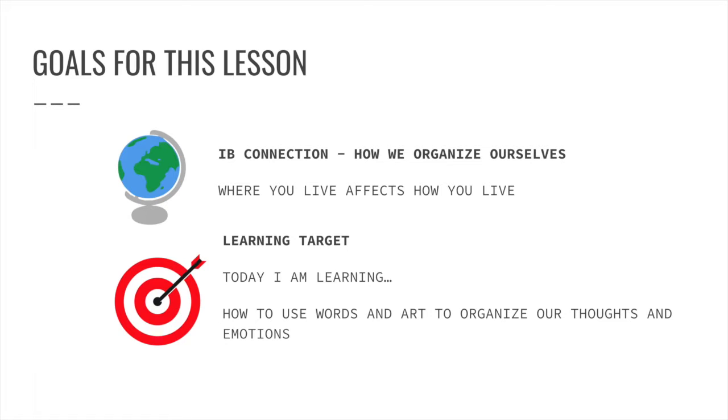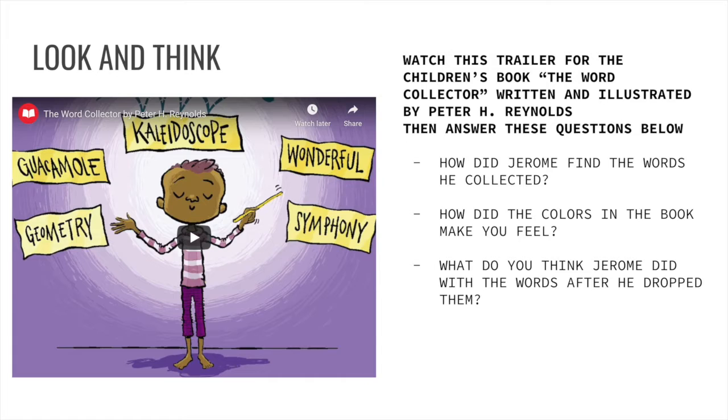Our IB connection for this lesson, second grade, is how we organize ourselves. Where you live affects how you live. Our learning target today is, today I am learning how to use words and art to organize our thoughts and emotions. Pause this video and watch this trailer for the children's book, The Word Collector, written and illustrated by Peter H. Reynolds. Then answer these questions below.